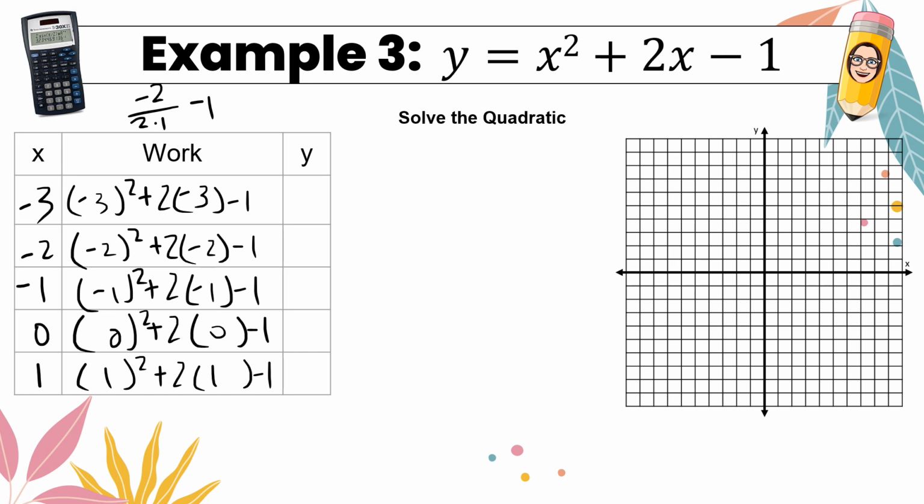I'm going to take care of the zeros first. 1 plus 2 is 3 minus 1. Let me jump to the top. 9 minus 6 is 3 minus 1. 4 minus 4 minus 1. 1 minus 2 is -1 minus 1. So again, if you need to slow down there or pause and check your answers, please do so. And in our second video, we plotted. We got our parabolic shape.